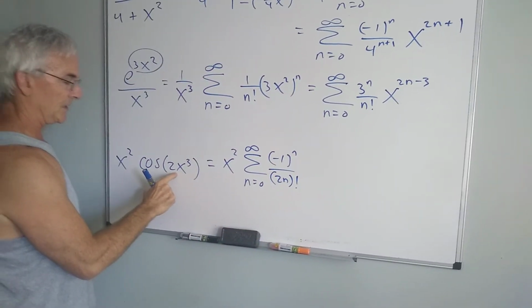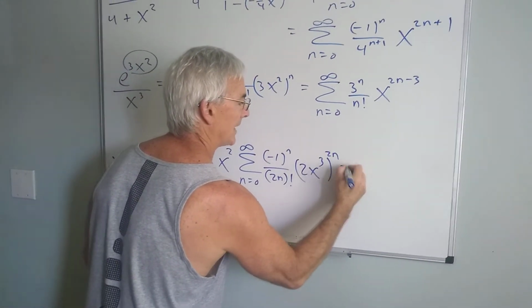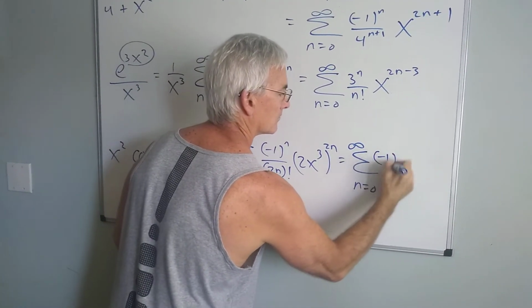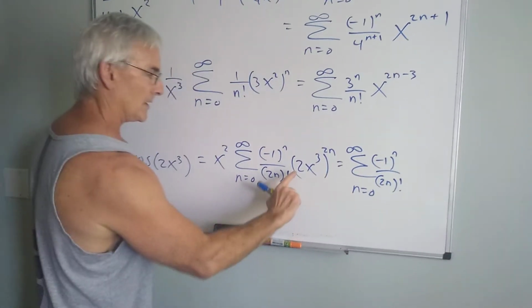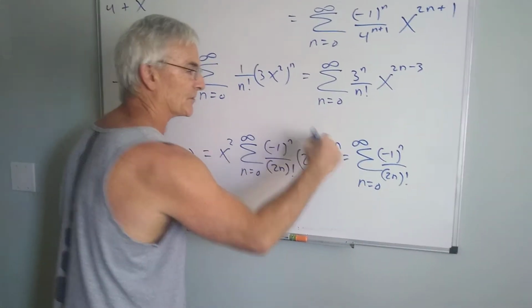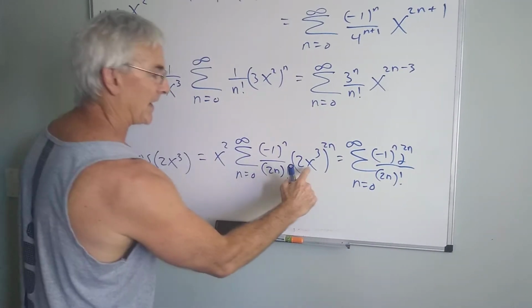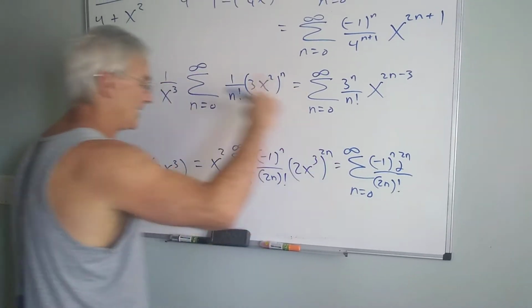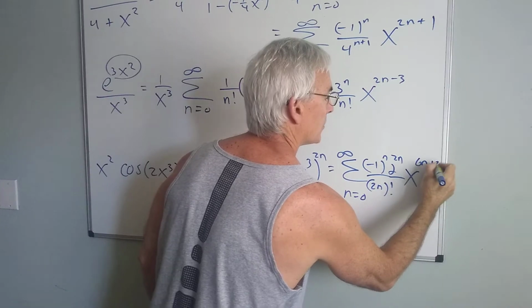and then my argument here, 2x cubed all raised to the 2n power. I'll have negative 1 to the n over 2n factorial. Now here the 2 raised to the 2n power could also be 4 to the n. I have x cubed raised to the 2n power, that's x to the 6n, times x squared, that will be x to the 6n plus 2.